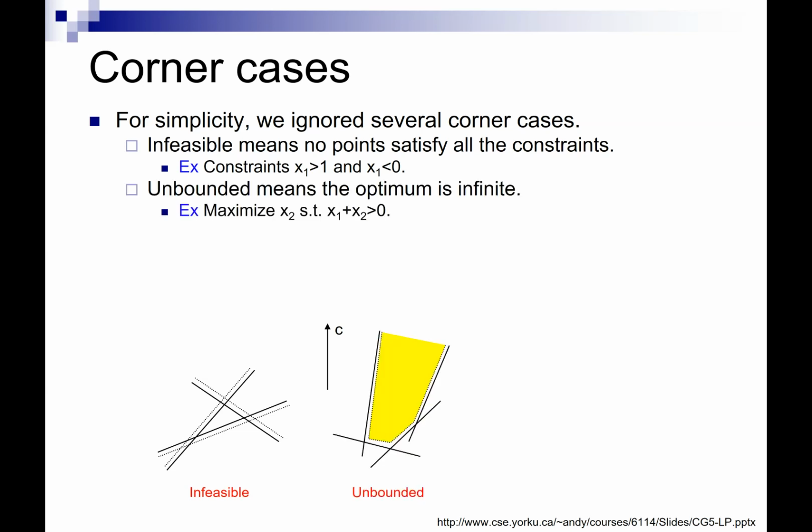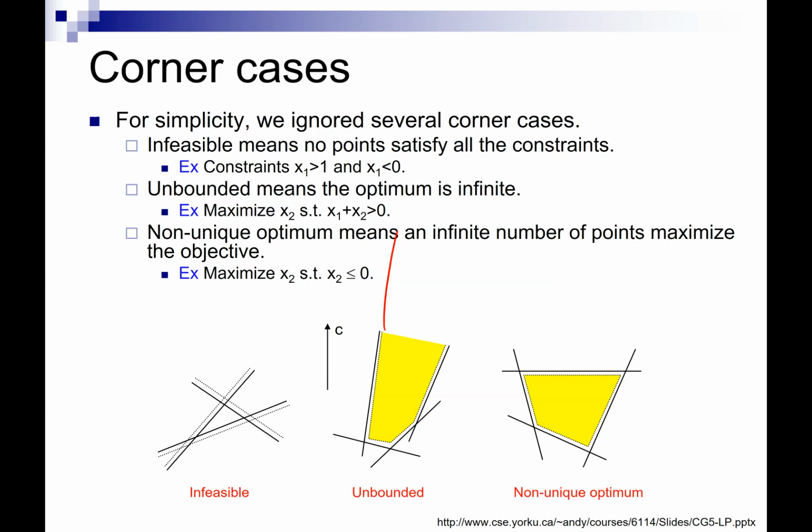Another case we ignored was that you could have an LP where the optimum is actually infinite. For example, if we're trying to move in this direction over here, trying to find the farthest extreme point in that direction, and your LP looks like this, so that this side just goes on forever, then the optimum is going to be infinite. So this is an explicit example where the optimum is infinite.